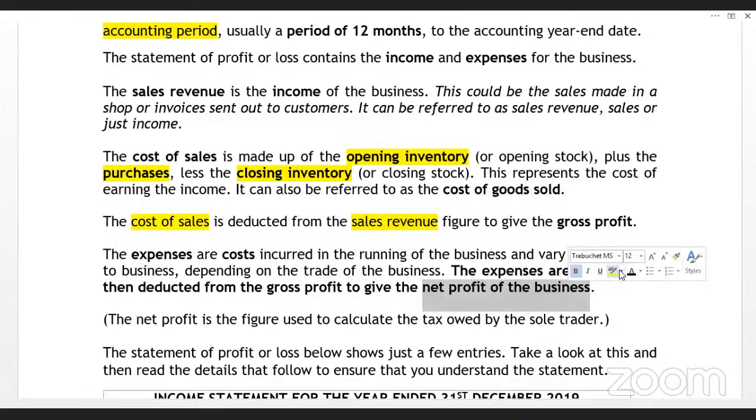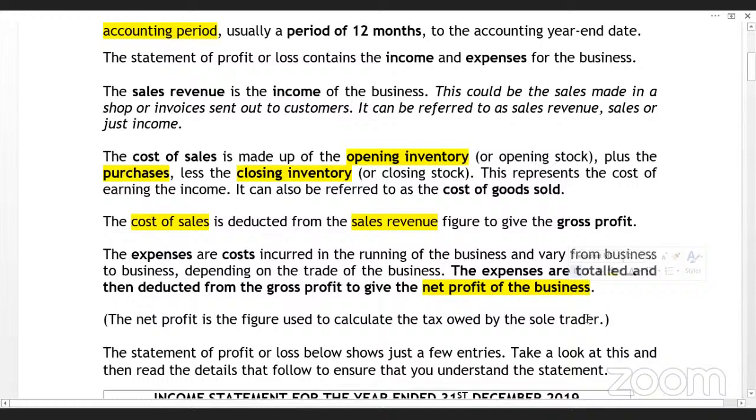So to get the net profit of the business, we have to get our gross profit, then we minus these other operating expenses. After arriving at the net profit figure, that is the figure which is going to be used to calculate the tax owed by the sole trader.